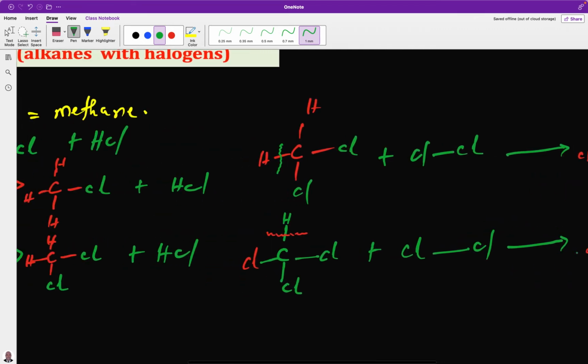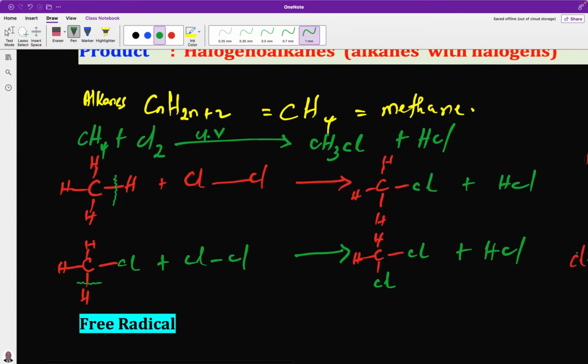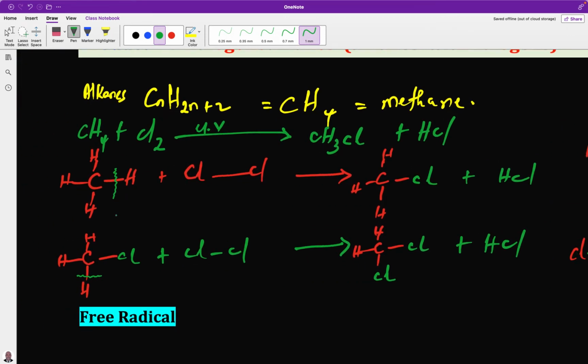So now, go back again. As I said, look at this bond here. Each of the hydrogen atoms is substituted one at a time in the methane molecule. Energy is required to break this bond. So what happens? There is a breakage of this bond here, and a C-H bond is also broken.